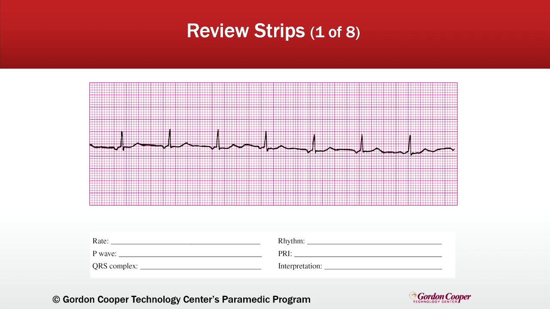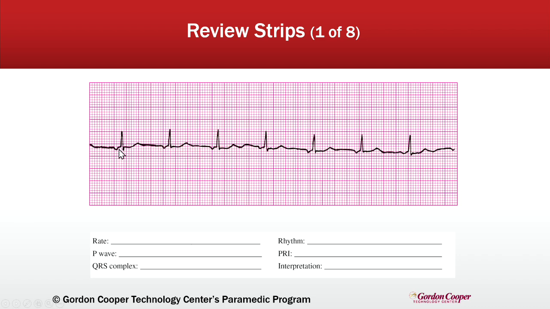So let's take a look at a couple. So we got our rate, 1, 2, 3, 4, 5, 6, 7. Heart rate is 70. Looks quite regular. 1, 2, 3, almost 4 big boxes. So it looks like we're pretty regular.